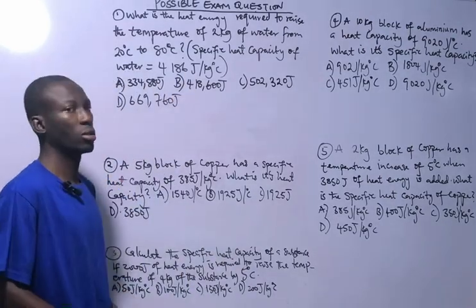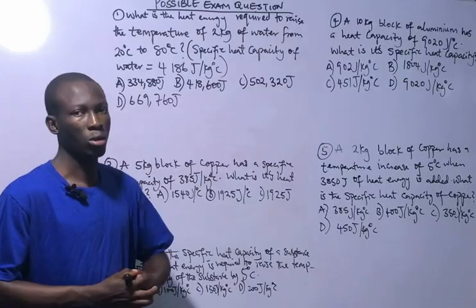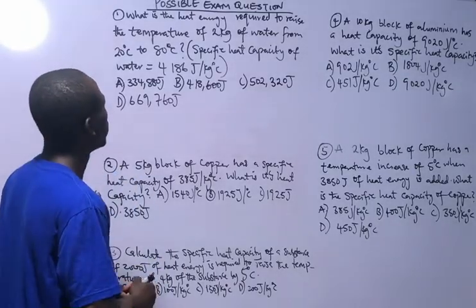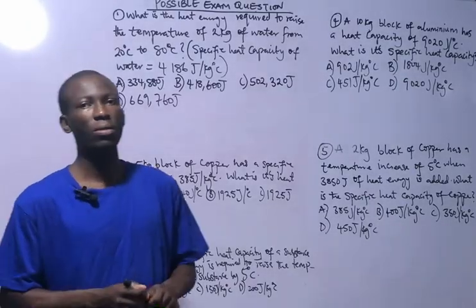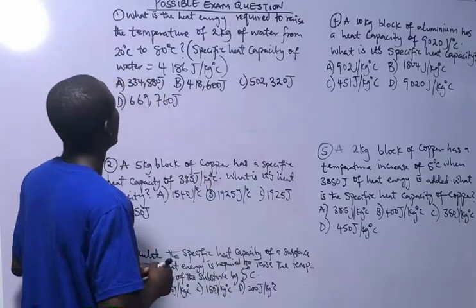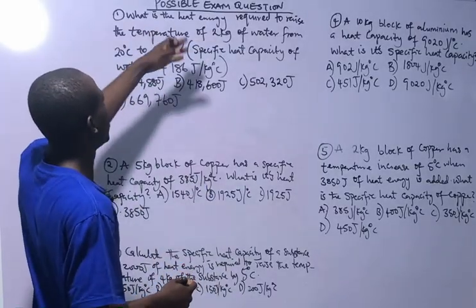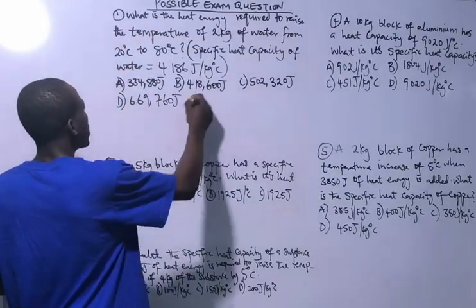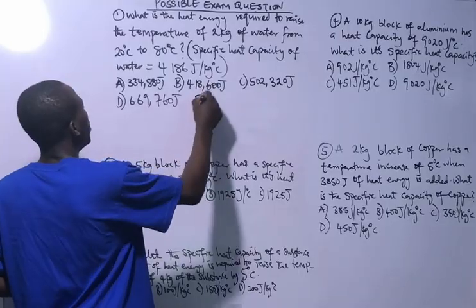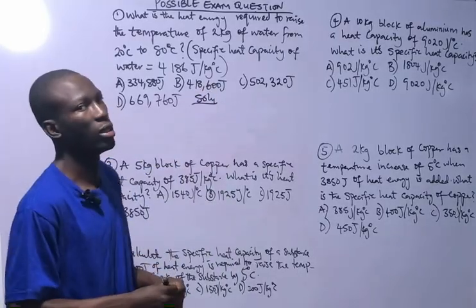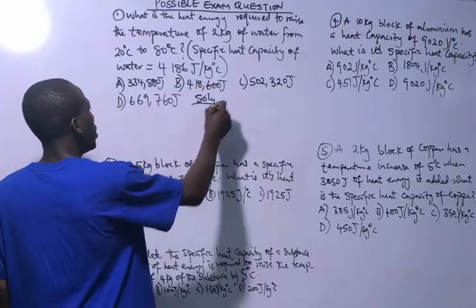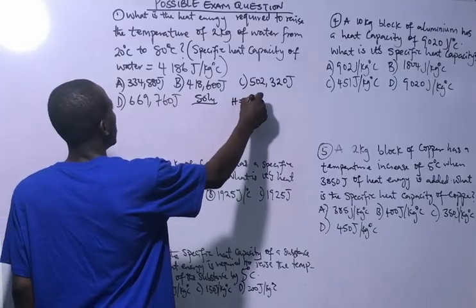Then we have the options. So, how can we solve this problem? The first thing you have to do is to write down the given parameters. What are the given parameters from this question? First of all, solution. We are asked to find the heat energy. So, the heat energy is H, which is not given.